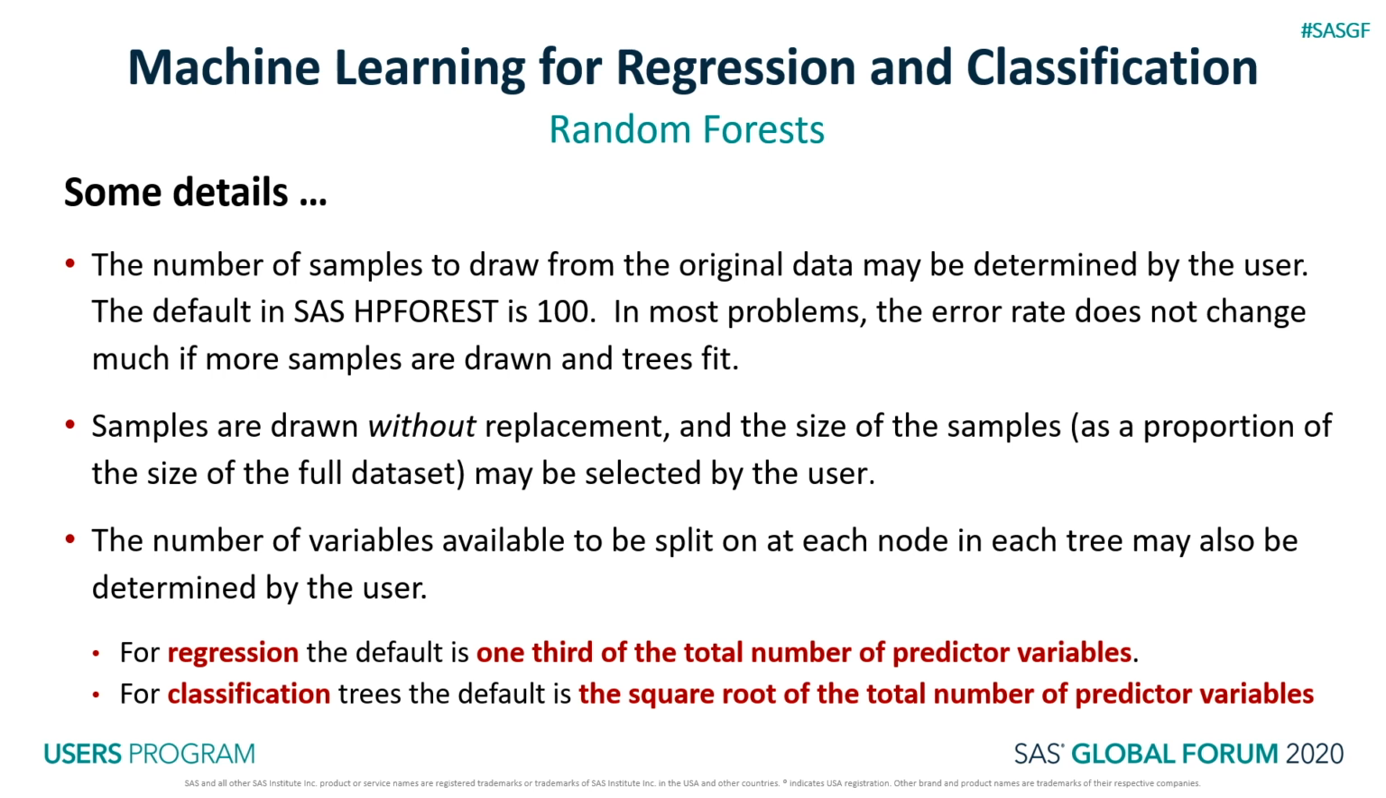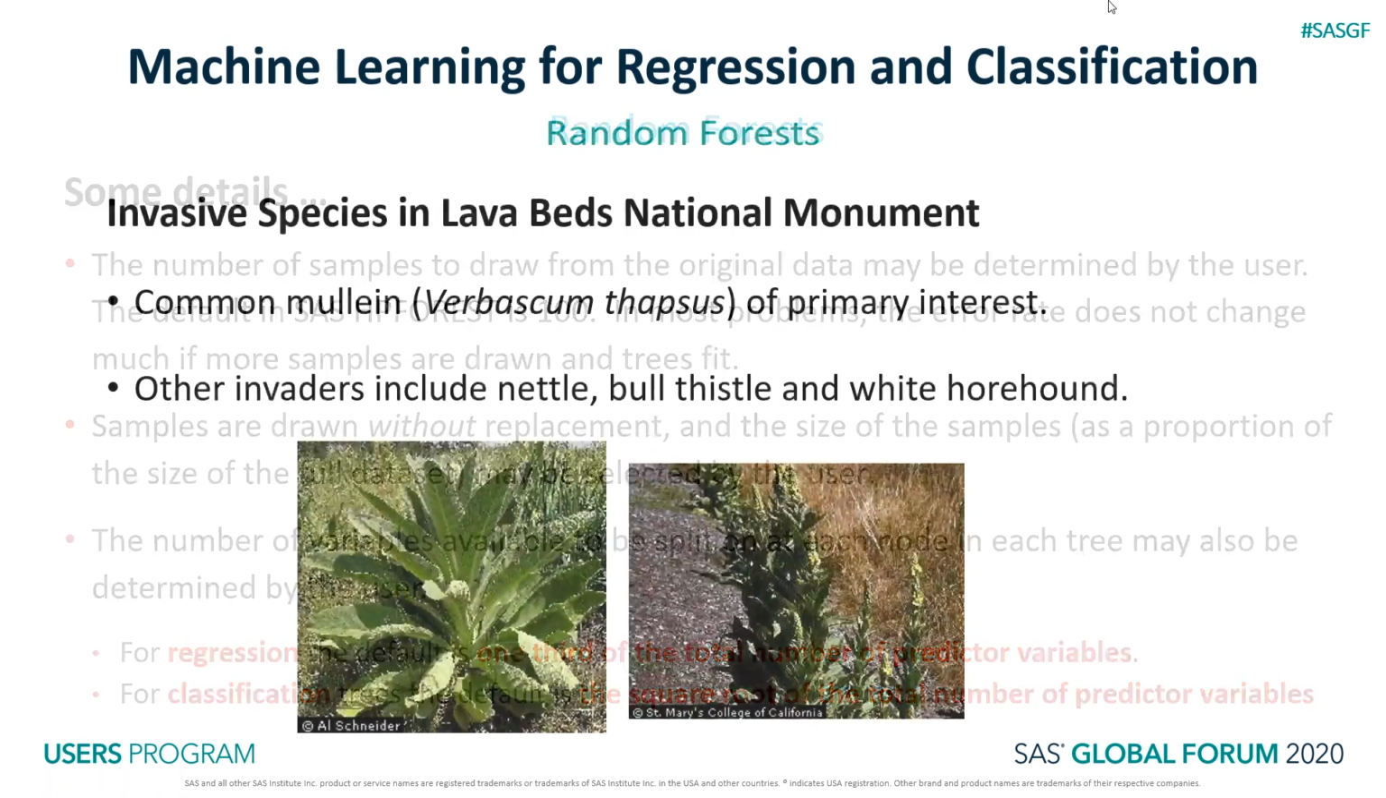The number of variables available to be split on at each node in a tree may also be determined by the user. For regression, the default is 1/3 of the total number of predictor variables. And for classification, the default is the square root of the number of predictor variables, which can be a very small number compared to the total number of predictor variables. The reason for restricting the number of variables that are available to split on is that it ensures that the trees fit to the different data sets are very different from each other, and it's in those situations that one derives benefit from combining the predictions of many trees.